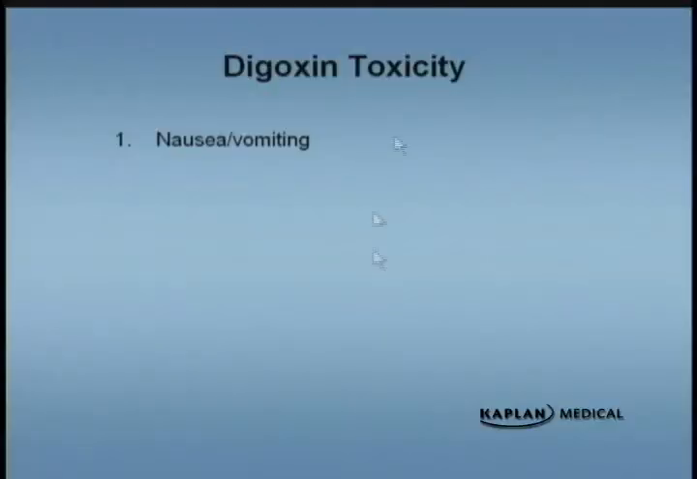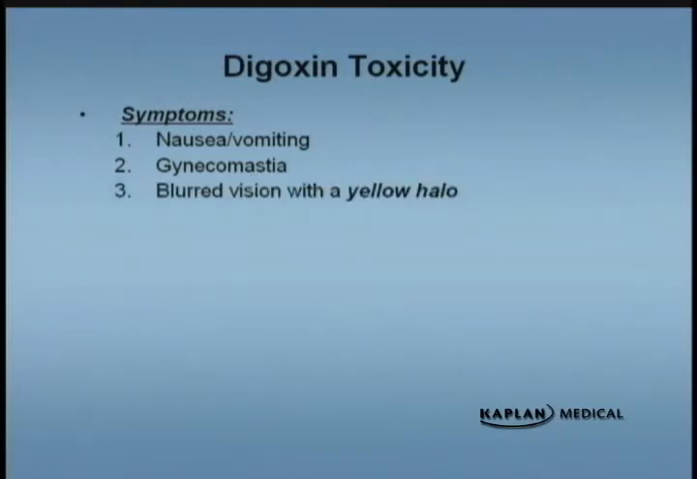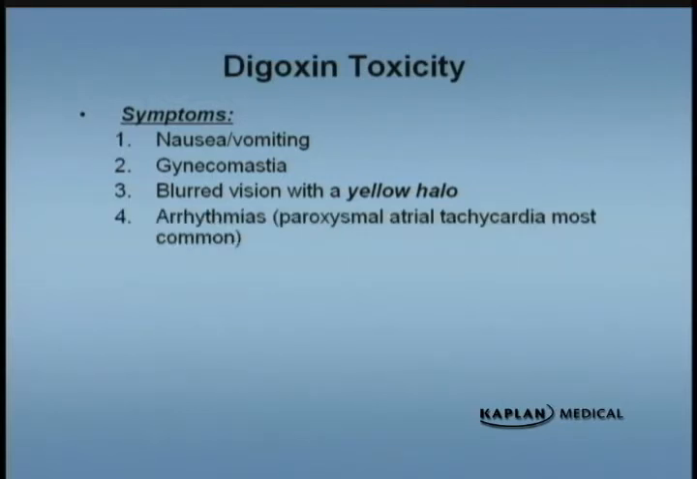Digoxin toxicity. What's the most common toxicity? GI, nausea, and vomiting. Gynecomastia, it's a little anti-androgenic. That's bad, but it's mild and doesn't happen that often. Yellow halos. Why do you get that? Man, I don't know. All antiarrhythmics are proarrhythmic. Digoxin is just one of the many that's proarrhythmic as well.